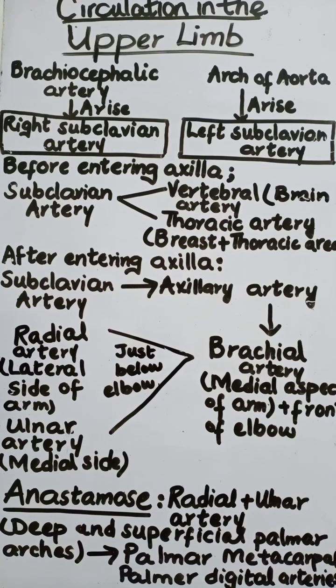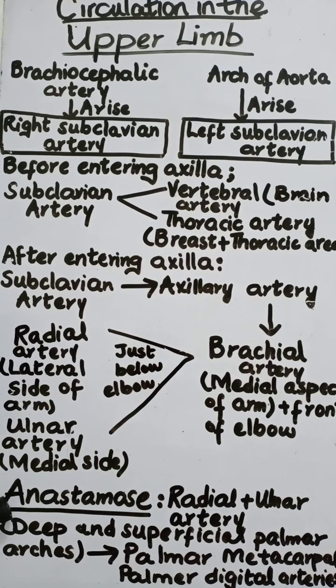Radial and ulnar arteries supply blood to the forearm on the lateral and medial sides. Radial artery produces a pulse which is known as the radial pulse, and it can be felt on the lateral side of the forearm.